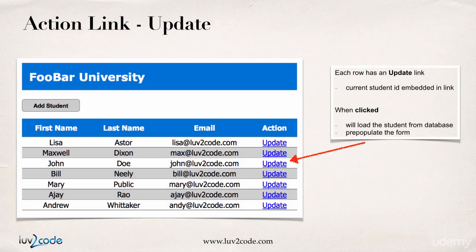So the main thing here is that we're going to add this new column, and this column is going to have an update link for each student. Now, this link will actually contain the embedded student ID, and we'll be able to use this later on when we need to pre-populate the form. We'll cover that later. But for right now, the main focus of this video is simply to create that new column and also create the update link for each student.